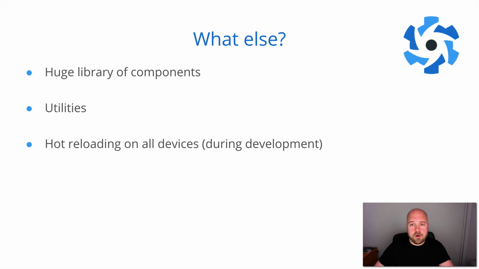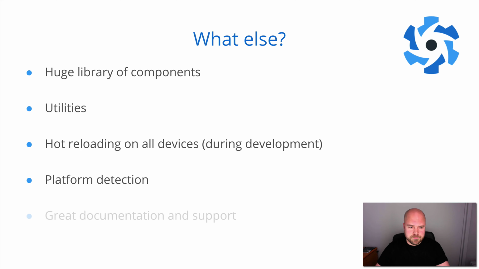It has hot reloading on all devices, which means that when you save your work, you see the change instantly without the whole page reloading. And this works not just in the browser, but also when you're developing mobile and desktop apps as well. It has platform detection built in, which means that, for example, you can show a particular element on mobile and then show a different element on desktop. Or you can fire a particular block of code only on mobile and then fire a different block of code on desktop. It has great documentation and support. There's a forum and a Discord chat group, both of which are fairly active, so you can get help if you get stuck.